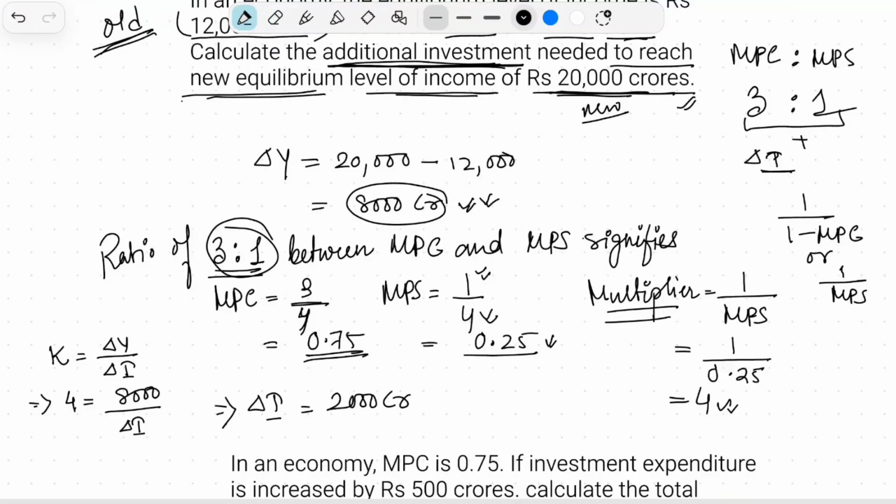Next, we have to find out change in investment. So, K is equal to change in Y divided by change in I. Formula answer of multiplier is 4. Change in income is 8,000 and therefore the investment is 2000 CR. I hope you have understood.